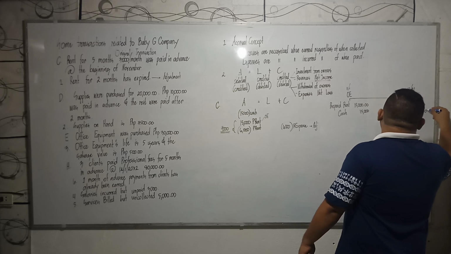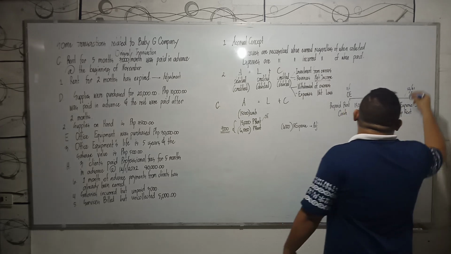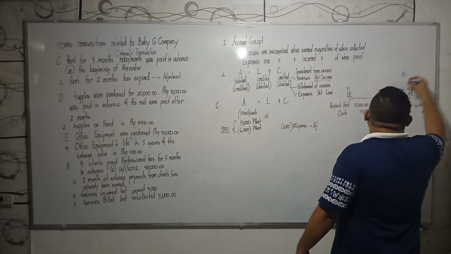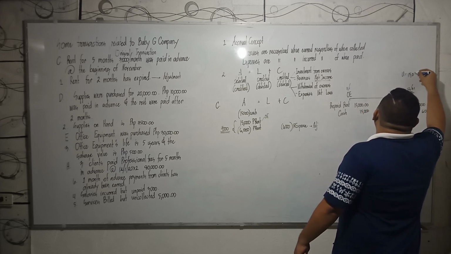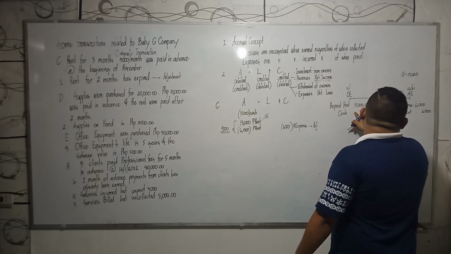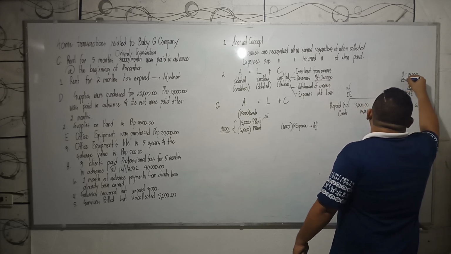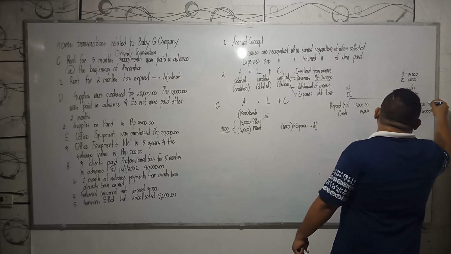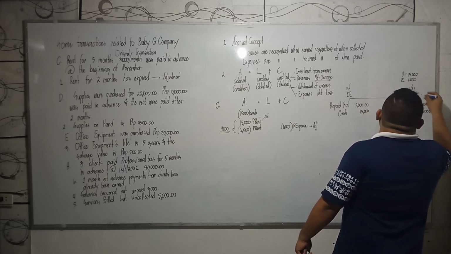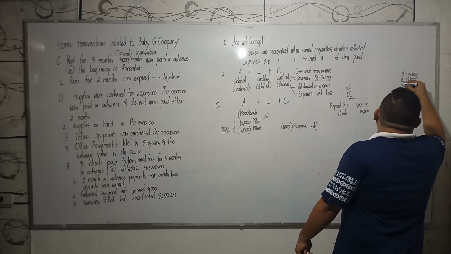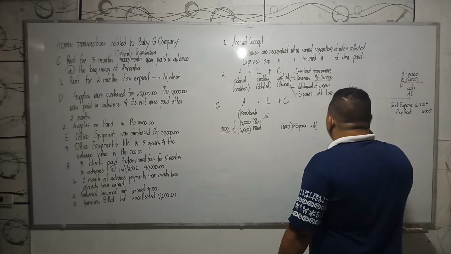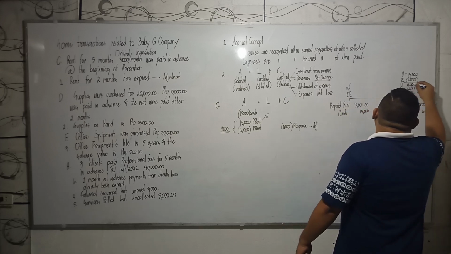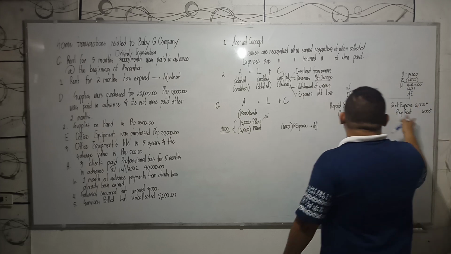So rent expense, 6,000. And then we have prepaid rent, which is also 6,000. So in summary, at 12/31, the unexpired prepaid rent on November 1 is 15,000. Okay? However, at the end of the year, there is an expired portion of 6,000, which is this one. Okay? So the remaining unexpired portion at the end is 9,000. So that's the full analysis and the entries.